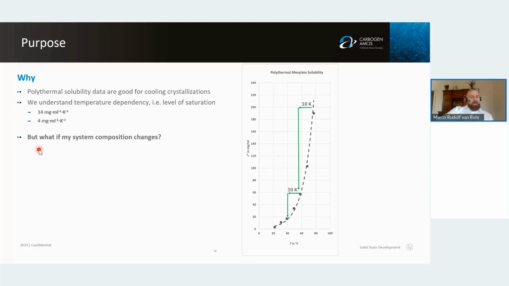However, what happens if my system composition changes? During anti-solvent mediated crystallization, I have this curve changing all the time. What can I do about it?